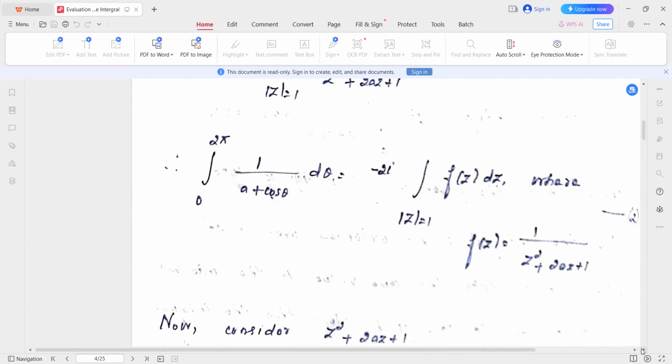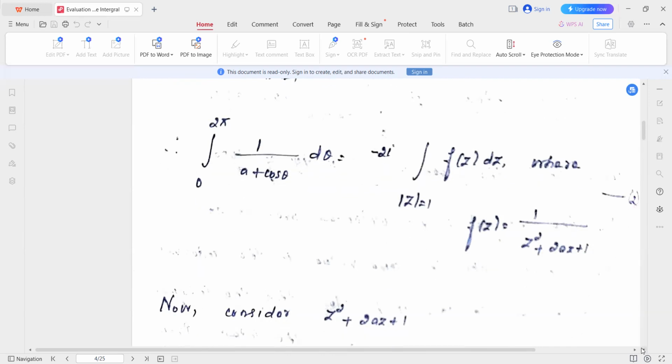So what is the next step? We have to use Cauchy's residue theorem to evaluate these integrals. To apply Cauchy's residue theorem, what are the things we need to know? The poles of the given function, isn't it? So first we find the poles of the given function.